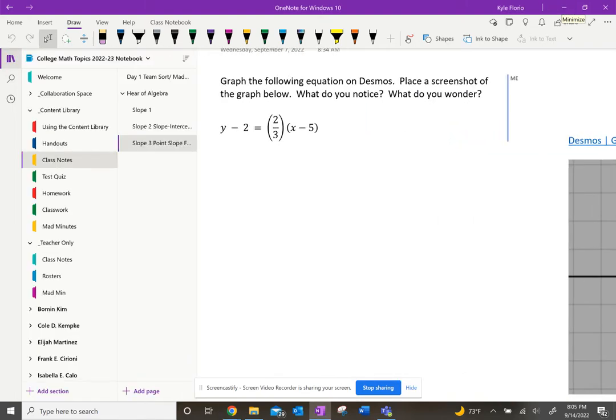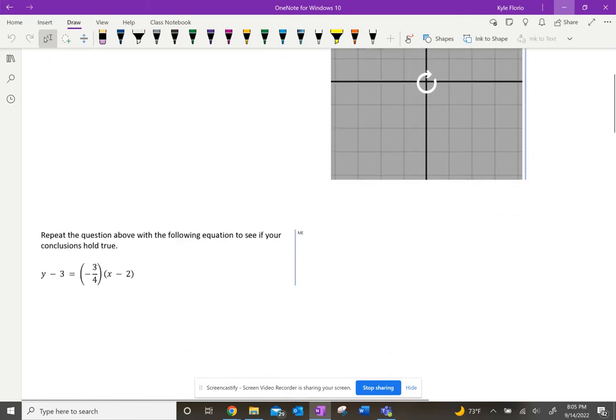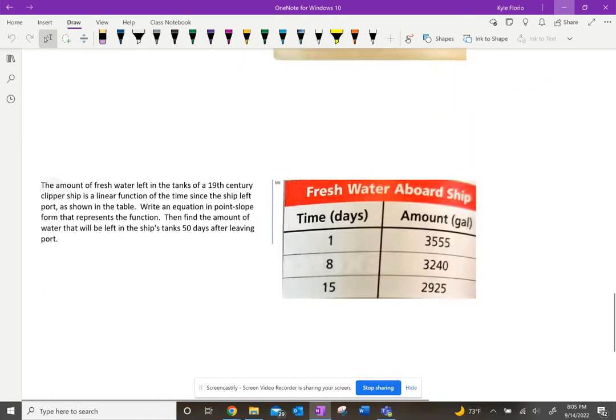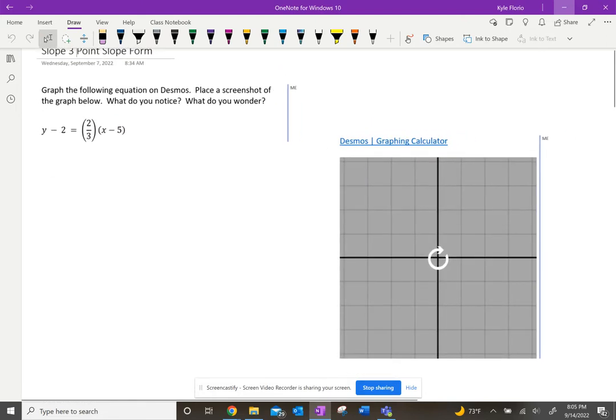Hey guys, Mr. Florio. If you open up the class notes, you should see point-slope form. I want you to take notes and follow along, and we'll see if you can do some of these practice problems on your own. If someone can grab the mouse and pause it so people can copy down what I'm writing, and then play when everyone's ready, that'd be great.